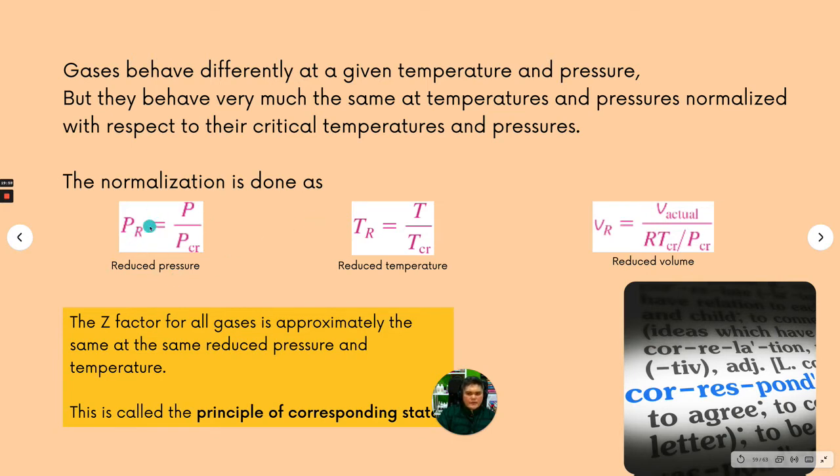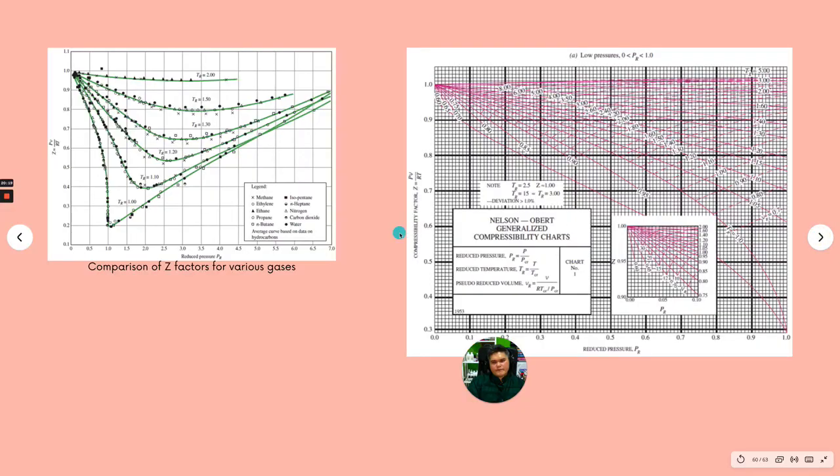So reduced pressure, reduced temperature, these reduced parameters ni, kita nak gunakan dia supaya we can determine the Z factor. Okay, so the Z factor for all gases is approximately the same at the same reduced pressure and temperature. This is what we call the principle of corresponding states. So tengok kat sini kalau dekat graph ni, this is actually a comparison of Z factors for various gases.